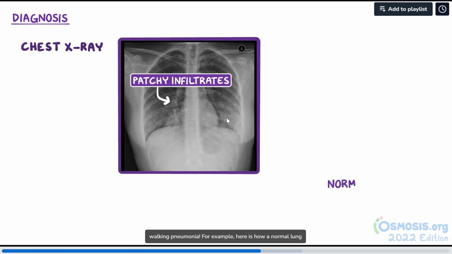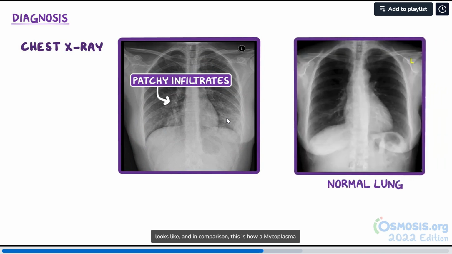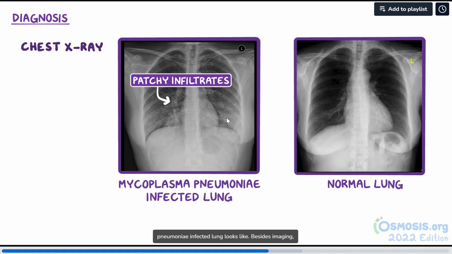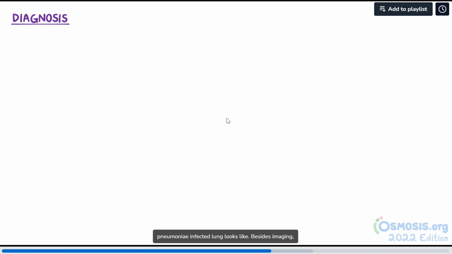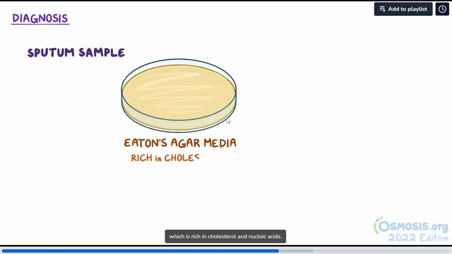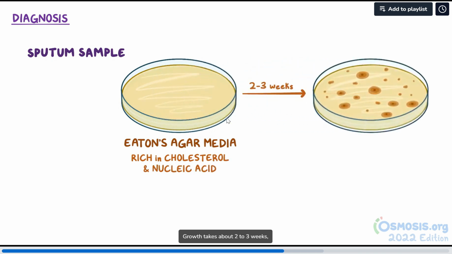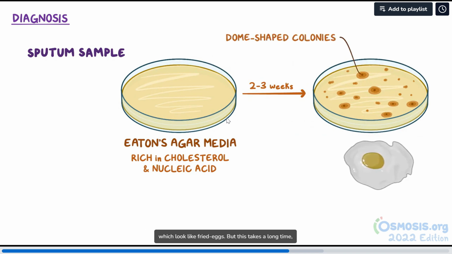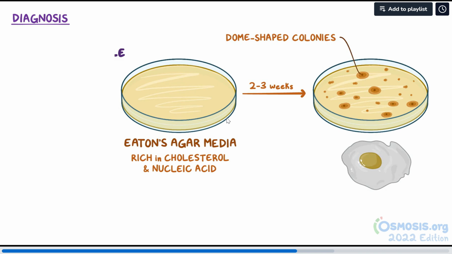For example, here's how a normal lung looks like, and in comparison, this is how a Mycoplasma pneumoniae infected lung looks like. Besides imaging, diagnosis can also be made by getting a sputum sample and growing the organism on Eaton's agar media, which is rich in cholesterol and nucleic acids. Growth takes about 2 to 3 weeks, and Mycoplasma pneumoniae forms dome-shaped colonies, which look like fried eggs. But this takes a long time, so growing the bacteria is not commonly done.